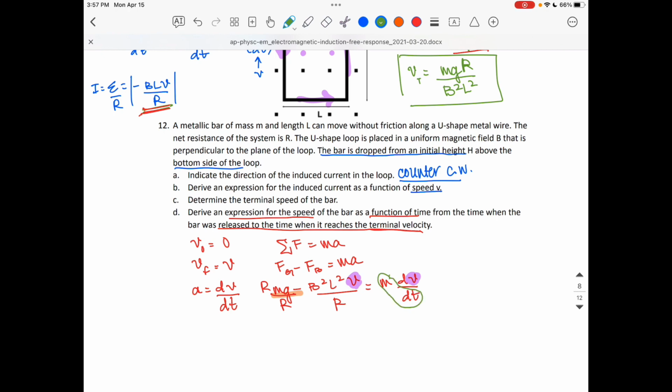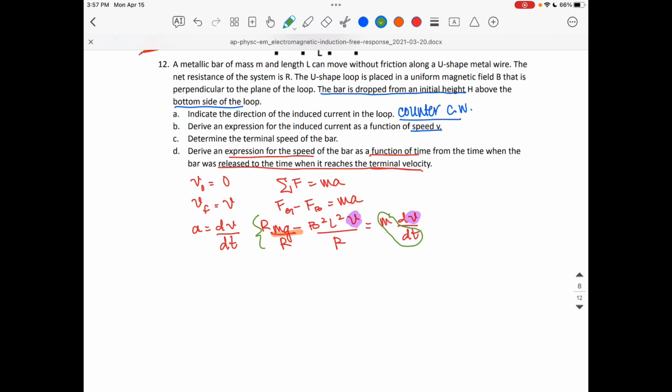So this whole expression is going to be multiplied to the right, and then m dt, I'm going to multiply the reciprocal to the left. So I end up with dt over m is equal to R, that's my common denominator, over RmG minus B squared L squared v, dv. And that's how we can get all our variables together.